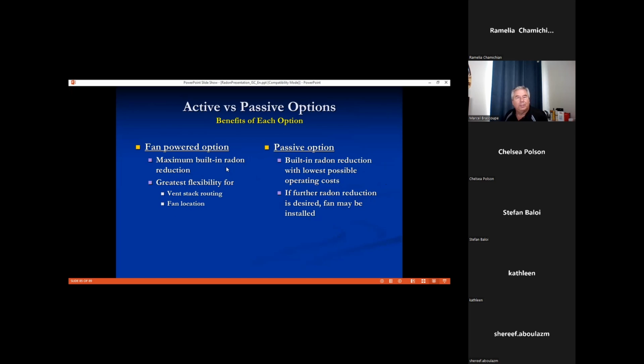The benefits, for sure, with a fan powered option, we're going to get the maximum radon reduction. With the passive system, for sure, we're going to get some reduction, and we don't really have any operating costs. We're not running a fan here. Greatest flexibility: we don't care if there's elbows or horizontal runs with a fan, we're going to make it work. Not the case for a passive system. If we have a lot of elbows and horizontal runs, we may have to go with a radon fan at that point.